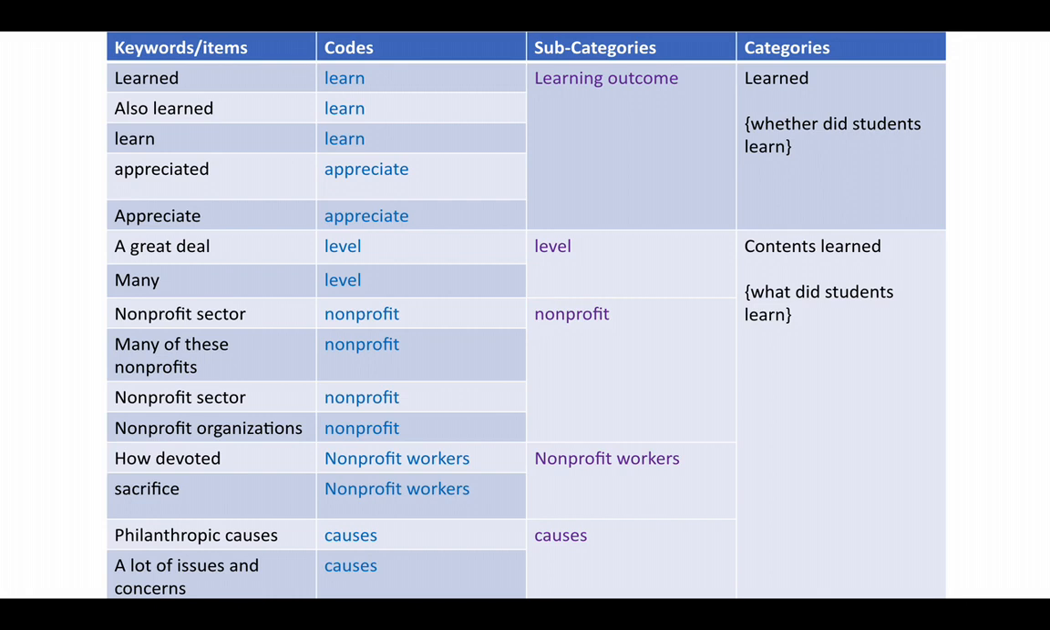But of course, you can say, okay, I'm still going to use another category here. Say, okay, this is how much they learn, right? So I will still use level, and the other is what kind of things they learn. So they learned about nonprofit and their workers. I'm going to put these two together as nonprofit, and also the philanthropic causes. So these are the solutions you are going to put here.